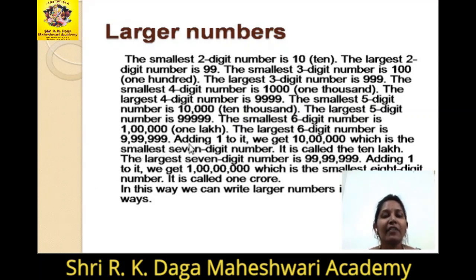9,99,999. Adding 1 to it, we get 10 lakh, which is the smallest seven-digit number. The largest seven-digit number is 99,99,999. Adding 1 to it, we get 1 crore, which is the smallest 8-digit number. In this way, we can write larger numbers.